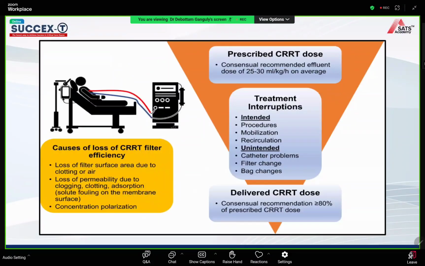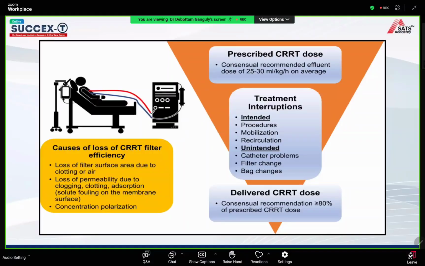So, but the thing is that 25 ml per kg per hour is the average. There is a multiple risk of loss of CRRT filter efficiency, and loss of filter surface area due to clotting or air. There is loss of permeability due to clogging, clotting, absorption, and concentration polarization. So there is a chance of multiple interruptions in the treatment. That's why the concept of prescribed and delivered dose is a little different, not the same.